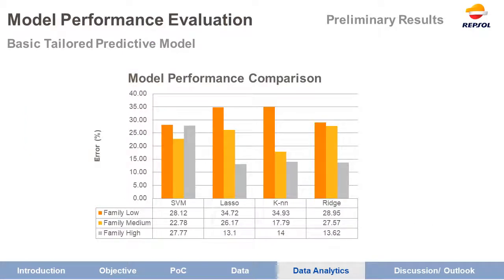Then, we developed a tailored model for each of the sandstone groups in our dataset. Lowest errors are also given with the KNN algorithm for the high and medium permeability groups, achieving 13 and 17% of error. But for the low permeability group, there is still a higher error.